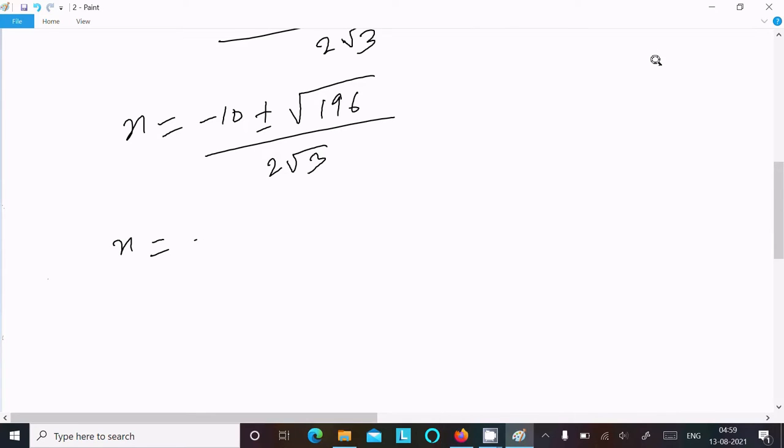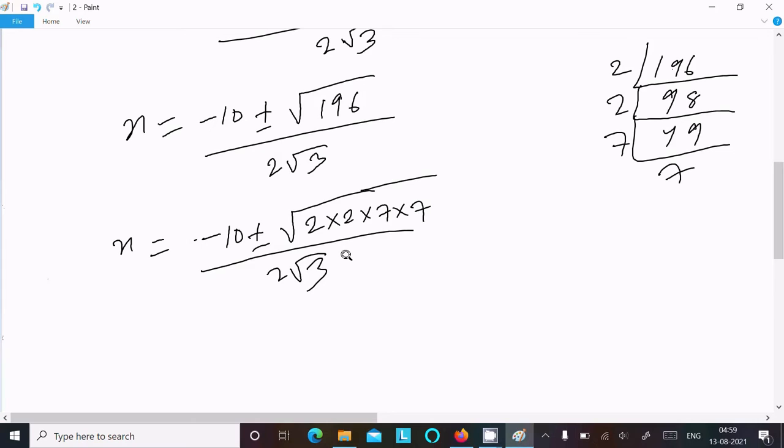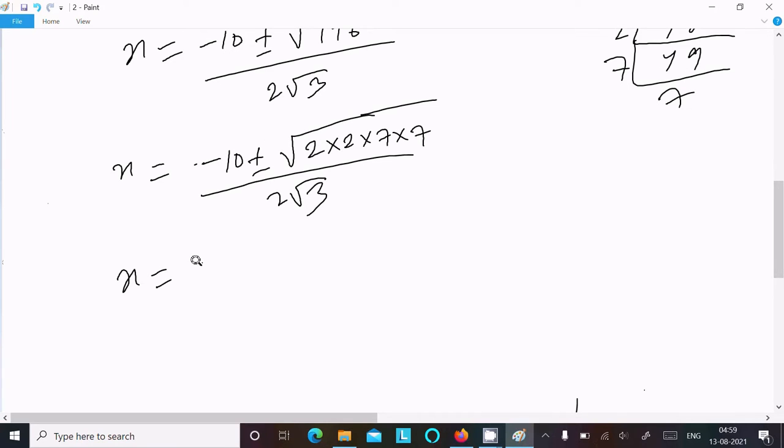One more thing, taking the LCM of 196: 2 into 98, 2 into 49, this is 7 into 7. So writing minus 10 plus minus root of 2 into 2 into 7 into 7, divided by 2 root 3. So taking out the 2 and the 7 from the root, this is 14, so minus 10 plus minus 14, divided by 2 root 3.